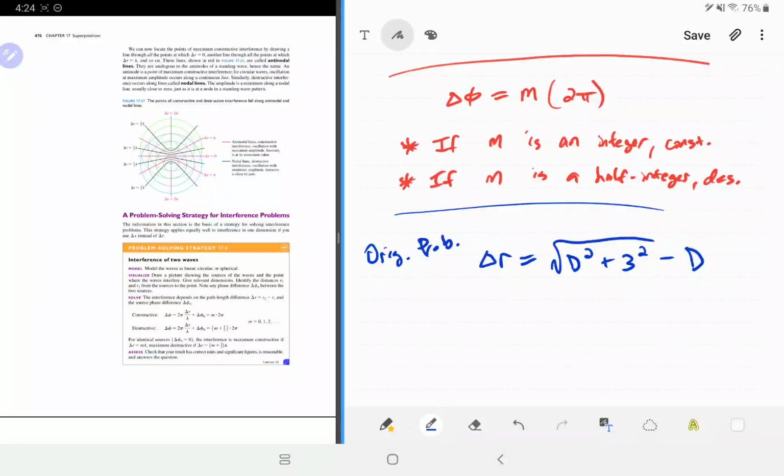By the way, notice how if d is infinitely big, as d grows without bounds, so this person's coming from infinitely far away.